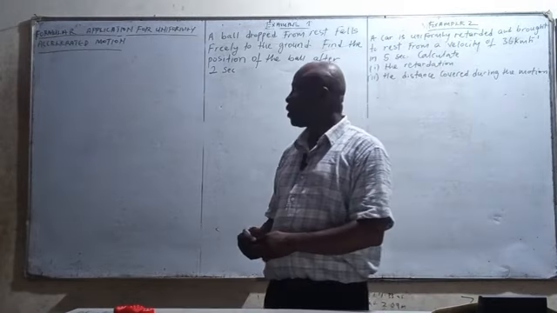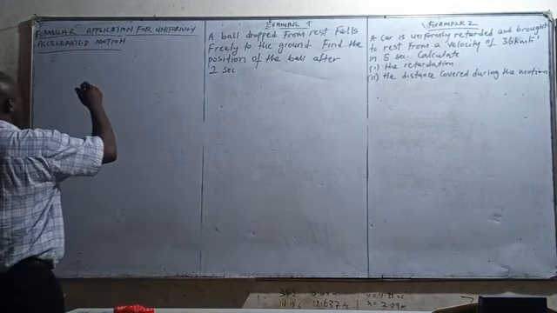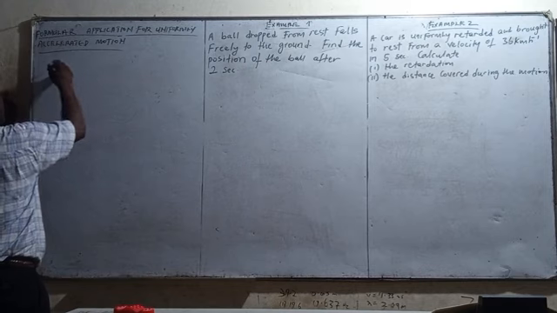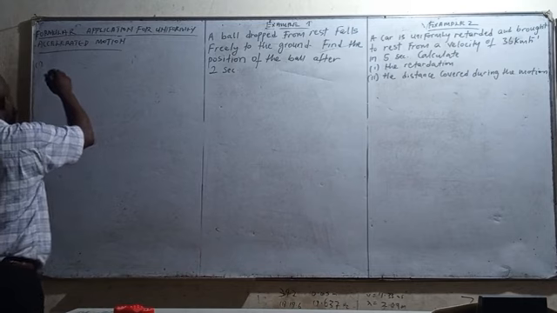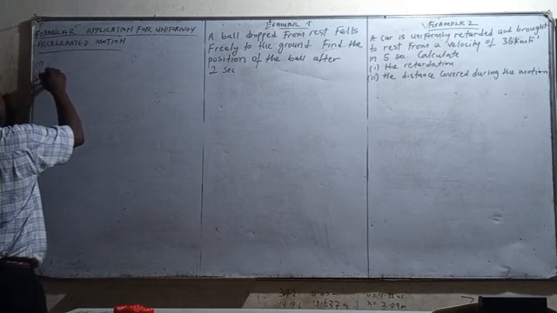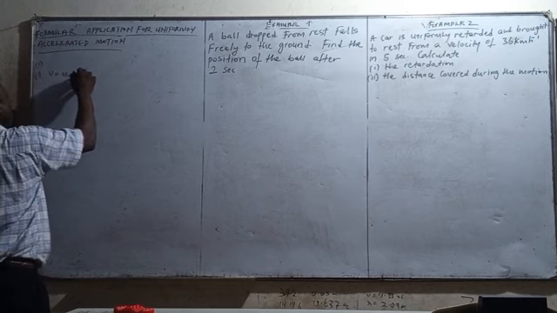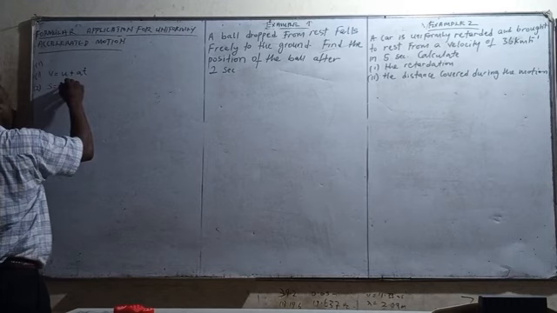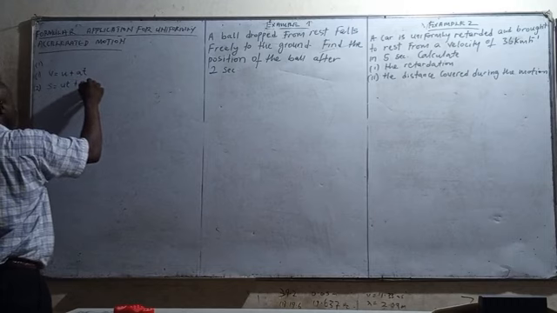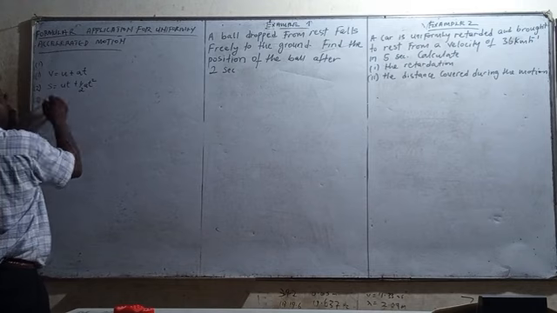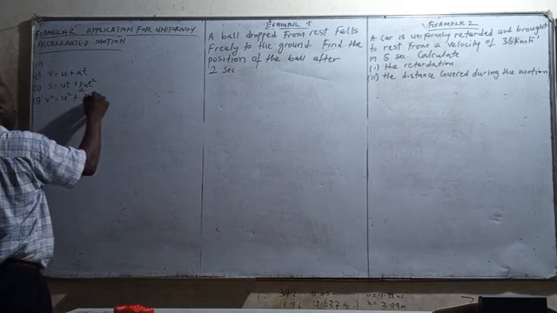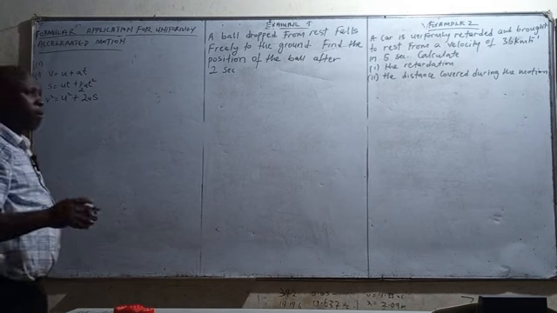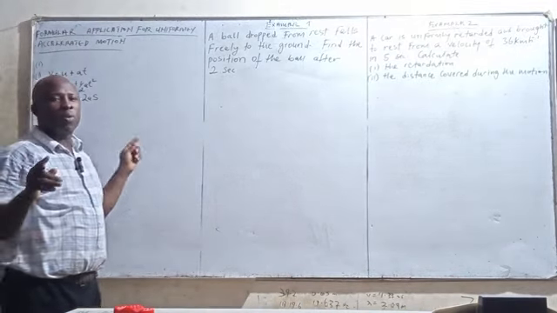Again, you could recall that we had one, v equal to u plus at. Then two, we have s equal to ut plus half at squared. And three, v squared equals u squared plus 2as. Now, for proper application of formulas, we're going to do something here.